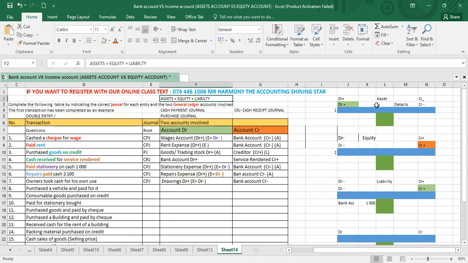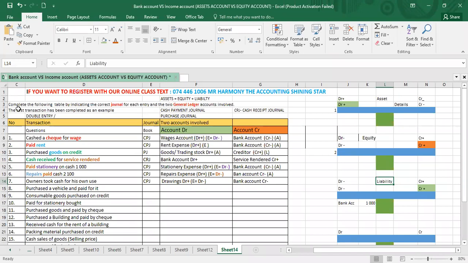This is a general ledger of the asset account, the general ledger of the equity account, and the general ledger of a liability account. That's why we said, what makes an asset? Equity plus liability makes the asset. Everything that belongs to the business is the equity account together with the liability account, which helps us to calculate everything that belongs to the business.